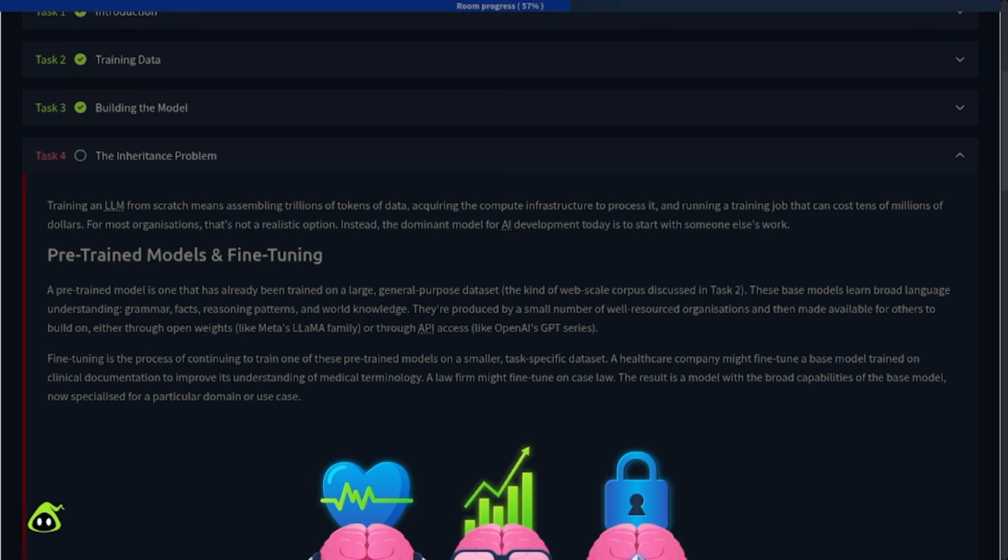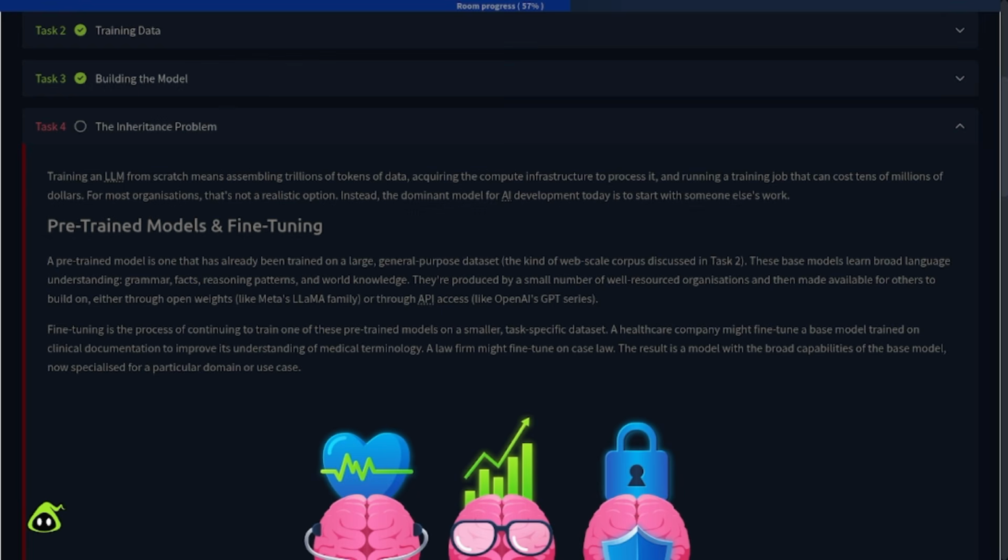So, the inheritance problem. Training an LLM from scratch means assembling trillions of tokens of data, and trillions are a huge number, acquiring the compute infrastructure to process it, and running a training job that can cost tens of millions of dollars for most organizations. That's not a realistic option, and instead the dominant model for AI development today is to start with someone else's. Just take the other's hard work, just enjoy the labor of the other person. That means to use a pre-trained model.